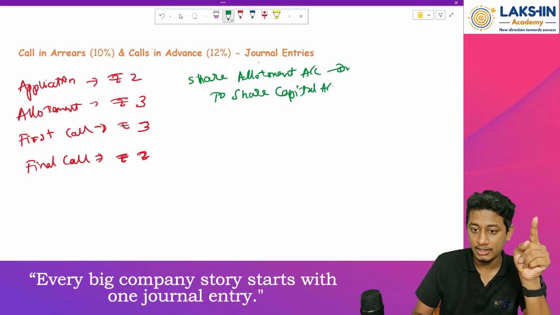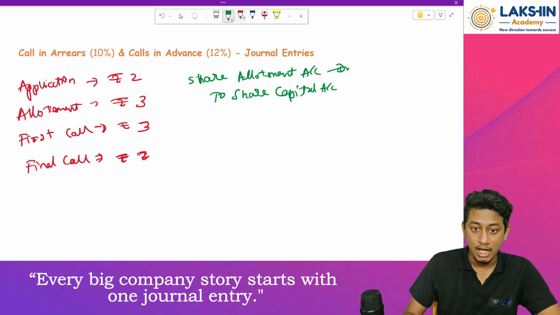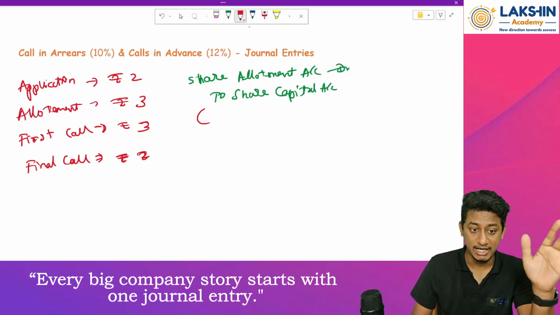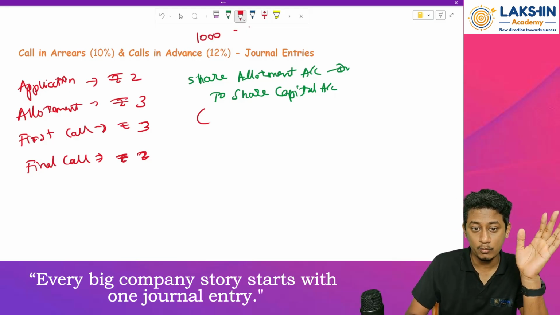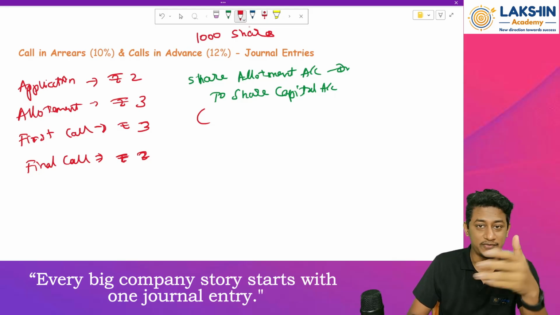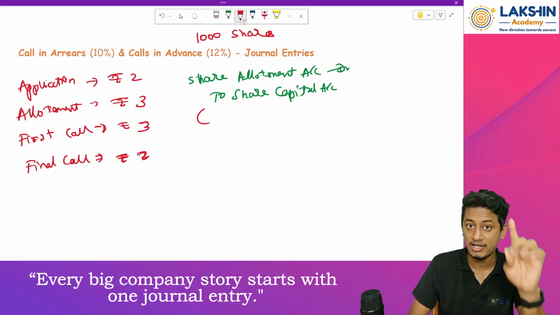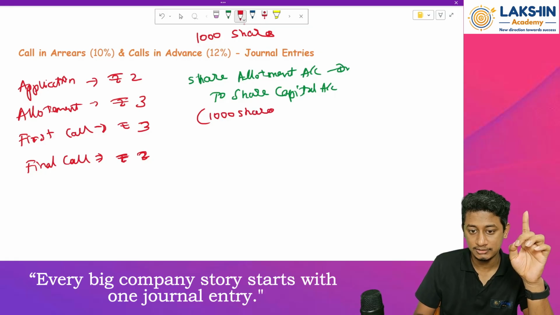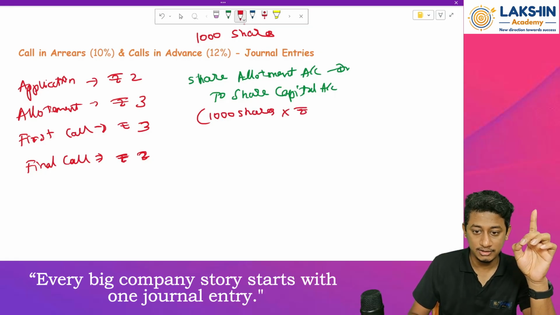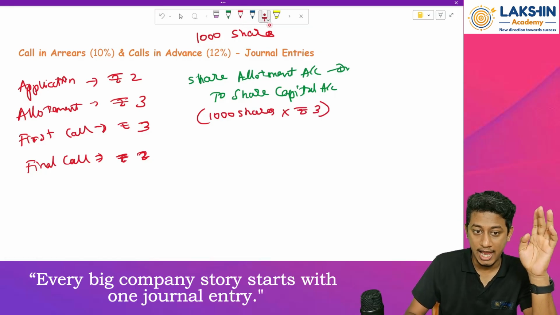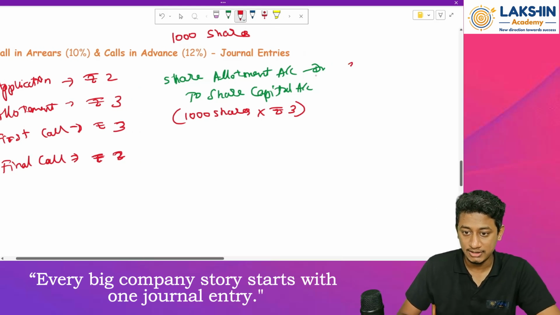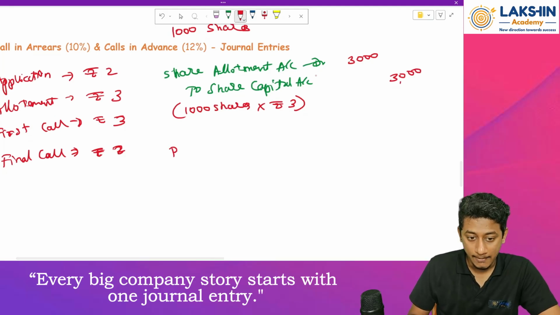Remember. Okay. Now what is the money? How much is the money receivable on the allotment? Let us assume we are dealing with 1000 shares from different people. So 1000 shares into rupees 3, because for allotment how much is supposed to be received? Rupees 3. Okay. So how much will that be? Rupees 3000.